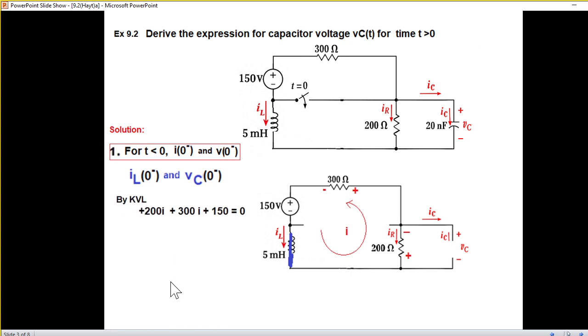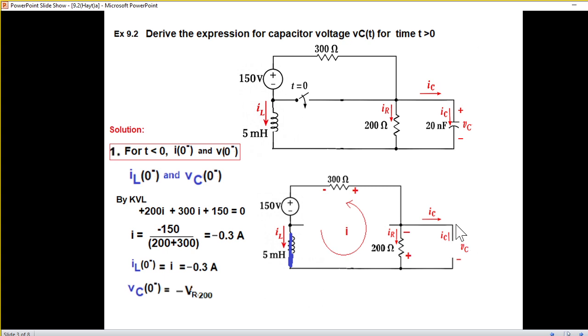So with this circuit now, we can write the KVL equation. You can go from any direction. In this particular case, I'm going counterclockwise. So it will be 200 ohm into I will be this voltage, then plus 300 into I, plus 300 into I, and plus 150 volt equals 0. And so from here we can calculate I. Remember this I is actually IL0, or we can say I0 minus. Anyway, I from here will be minus 0.3 ampere. And so IL0 is equal to I, which is also minus 0.3 ampere.